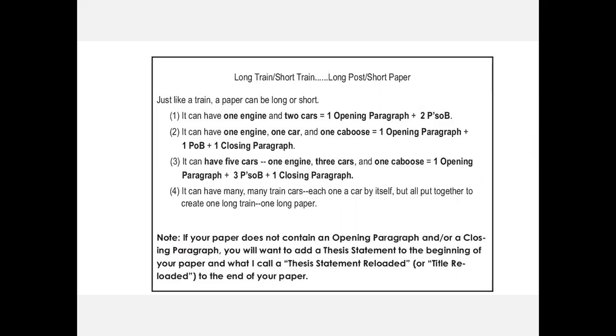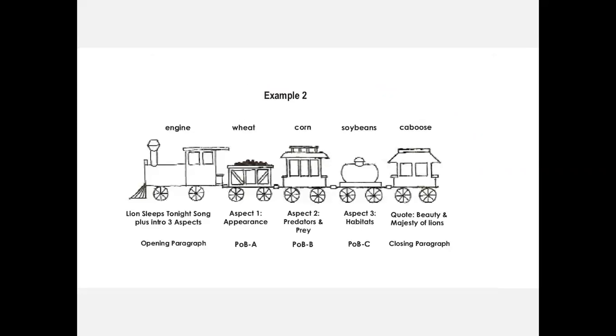All right, so in number 1, we have 1 engine and 2 cars. So we just have 1 opening paragraph, 2 P's a B, and then they add a thesis statement reloaded at the end. And that's always included in the checklist challenge. So they always remember, go back and find, as a matter of fact, they have to find their thesis statement and their thesis statement reloaded. They have to code them via the checklist challenge. And if they didn't write one, then they write it and then code it. And so there are various scenarios and various breakdowns of the train cars that you can see.